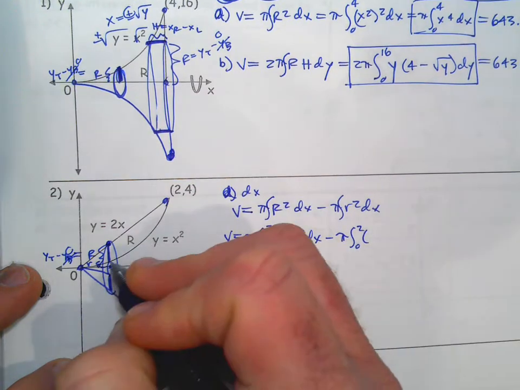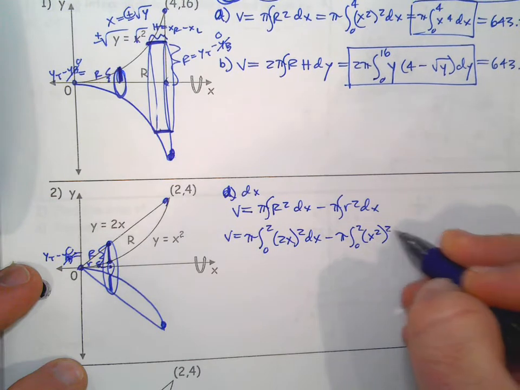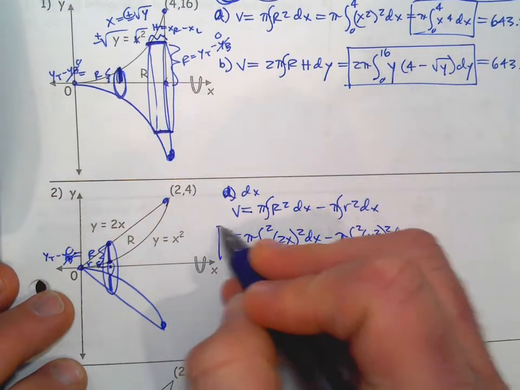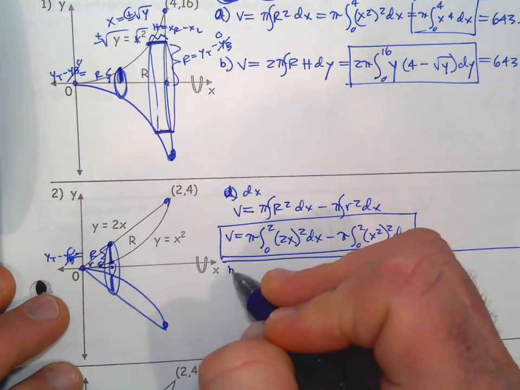So then the little radius is y top, which is this guy, x squared, minus y bottom, which is 0. There you go. That's your setup. That's the washer method.